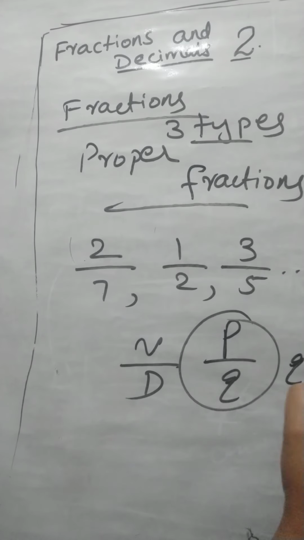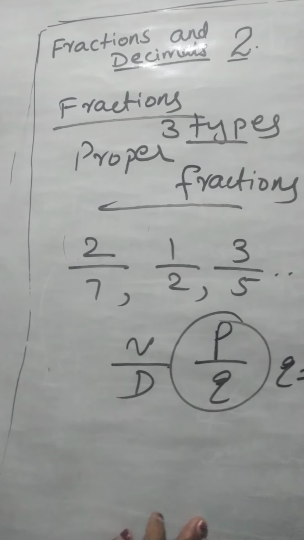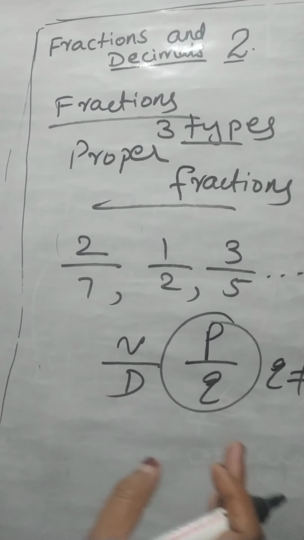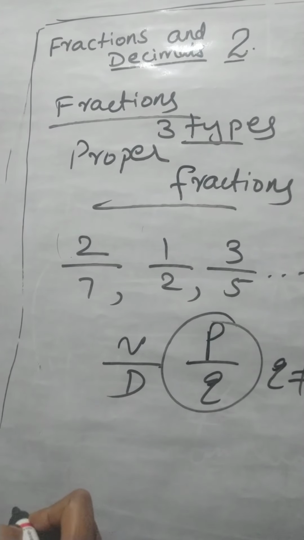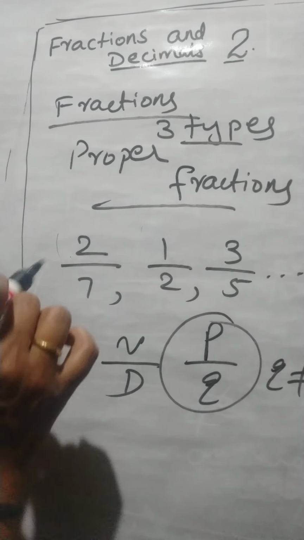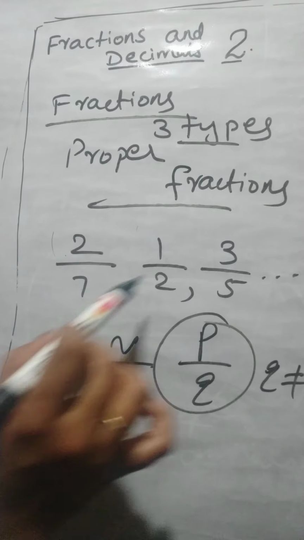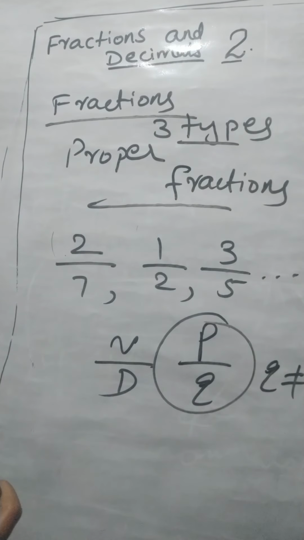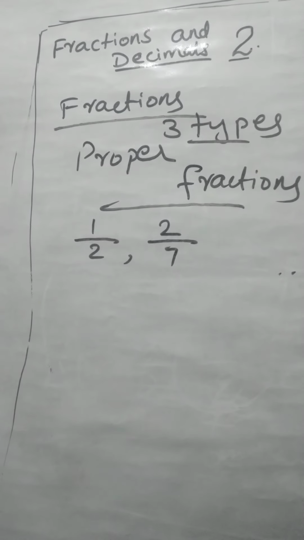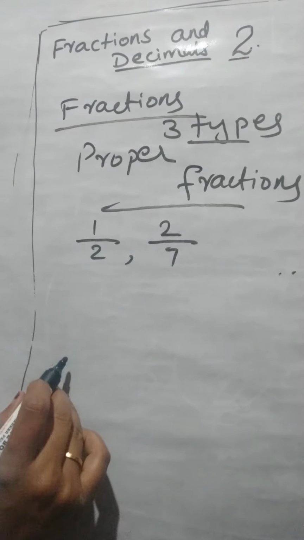Where Q will not be 0. Q cannot be 0, because we studied that division by 0 is not defined. P can be any other number. So 2 upon 7, 1 upon 2, 3 upon 5. Check here what is its meaning.